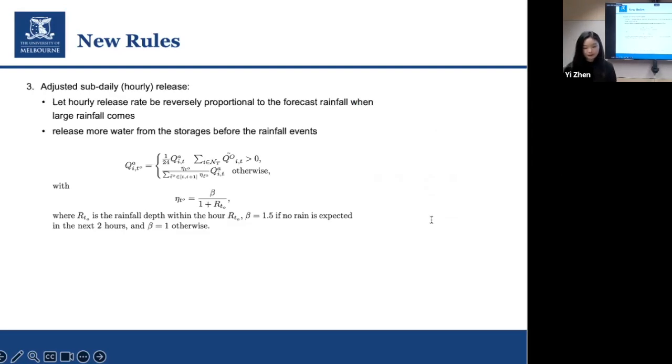And for the hourly releases, we use the uniform release strategy as our baseline strategy, as it's actually observed to perform pretty well under normal conditions. But when a large rainfall comes, we set the hourly release rate to be inversely proportional to the forecast rainfall. And we also try to release more water from the storages before the rainfall events. And considering the travel time of the water in the systems, we try to release more water 2 hours before the rainfall events.